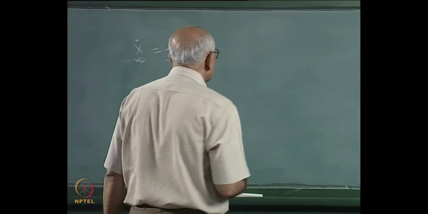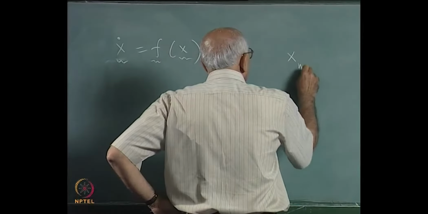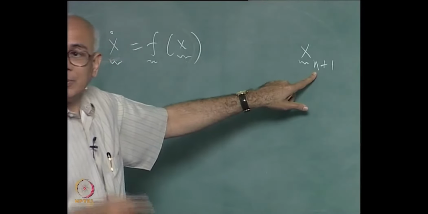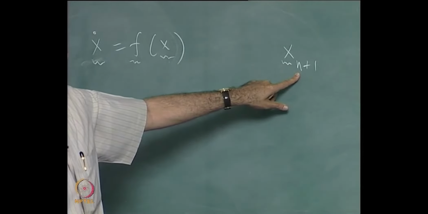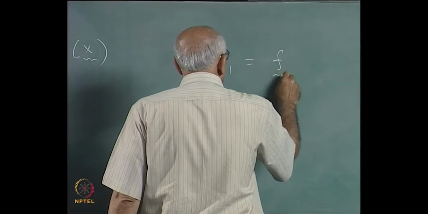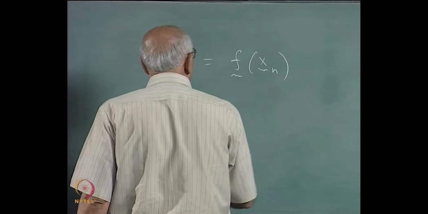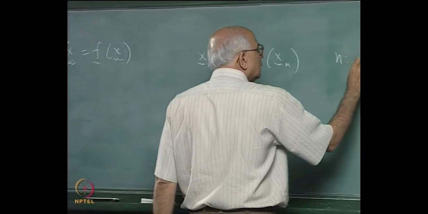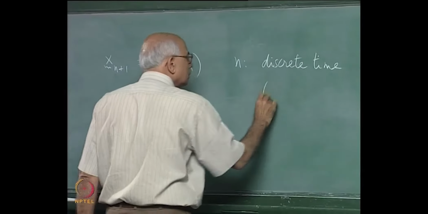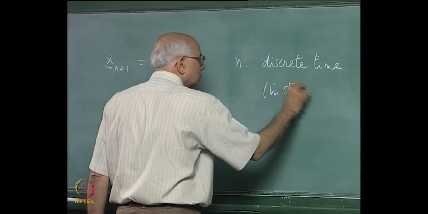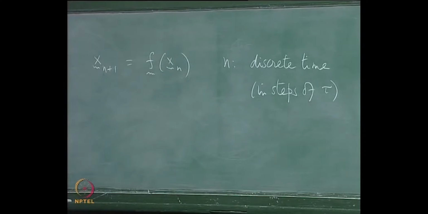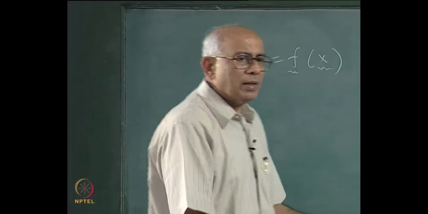So one would in general write something like the value of the variable at time n plus 1, and let me now use the subscript rather than a bracket t for a discrete time variable in steps of some fixed time step tau, would be some function of what this variable did at time n, where n is a discrete time index, in steps of some interval of time tau, which could be 1 second or 1 minute or whatever.